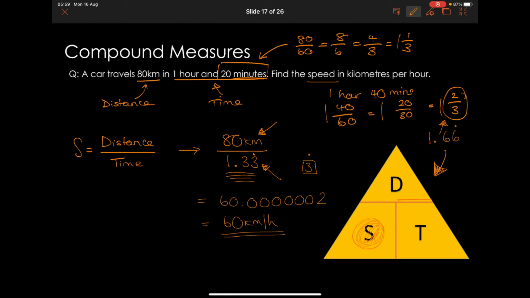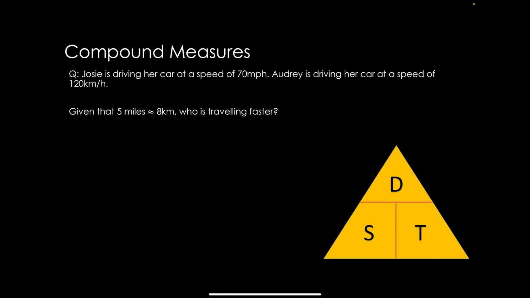All right, let's do one more. Josie is driving her car at a speed of 70 miles per hour. Audrey is driving her car at a speed of 120 kilometres per hour. Given that 5 miles equals 8 kilometres, who is travelling faster? Now, because you're using this conversion factor here, it might be a little bit tricky, but pause the video and have a go and then press play for the answer.